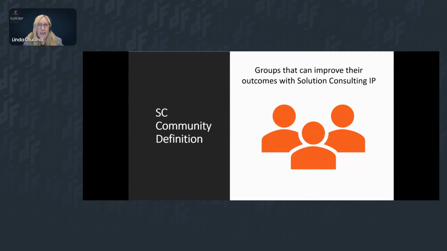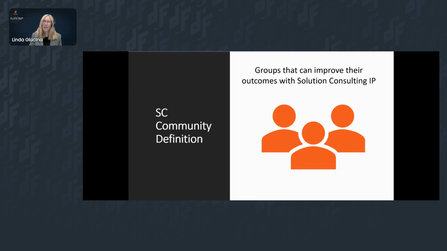All right, so this is MYOB's, or my solution consulting team's, definition of what a community means for us. It's groups that can improve their outcomes with solution consulting IP and best practice. So pretty much any area of the business that can improve what they do with SC smarts. Just so you know, we refer to ourselves as solution consultants, but we are the pre-sales team.